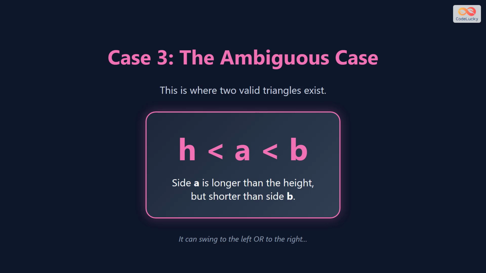Now for the main event, the ambiguous case. This happens when side A is longer than the height, but shorter than side B, because it is in this Goldilocks zone. The side can swing in two directions while still touching the baseline.